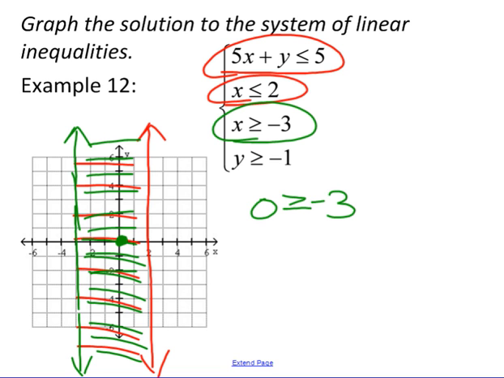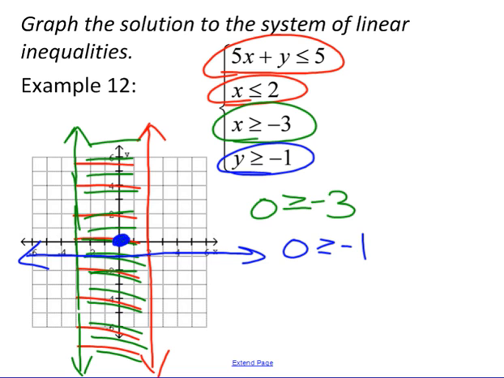All right, let's take a look at the bottom one. Y is greater than or equal to negative 1. That is going to be a horizontal line, and it is going to be solid. Test point is 0, 0. Is 0 greater than or equal to negative 1? Yes, it is. I'm going to shade covering that test point.